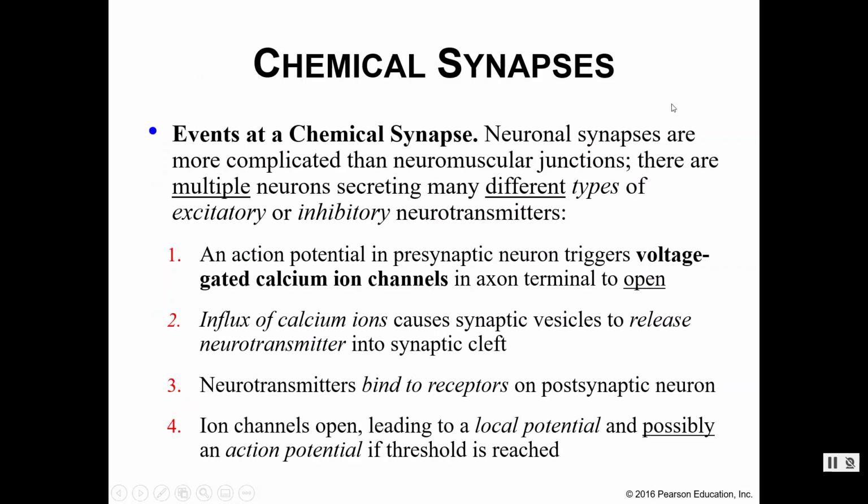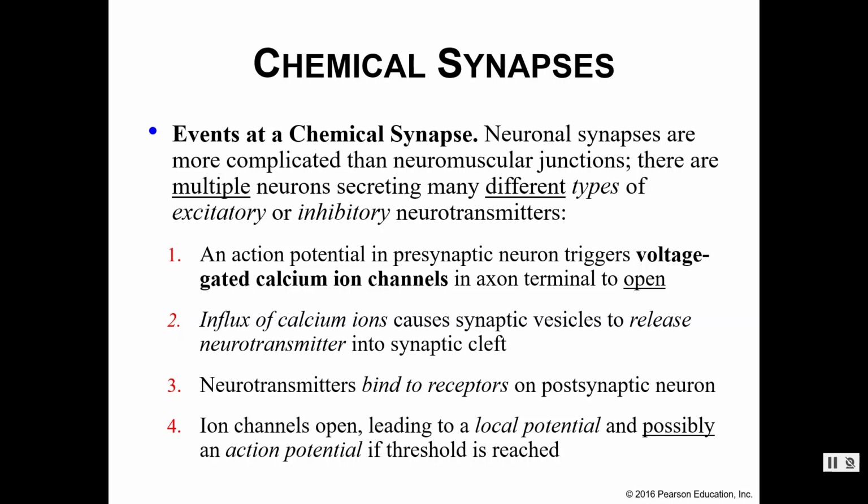All right, so we're going to focus on chemical synapses. Now, these are a little bit more complicated than what happens at the neuromuscular junction, because there are multiple neurons that can secrete lots of different types of neurotransmitters. We have two main categories. We have excitatory neurotransmitters and we have inhibitory neurotransmitters.